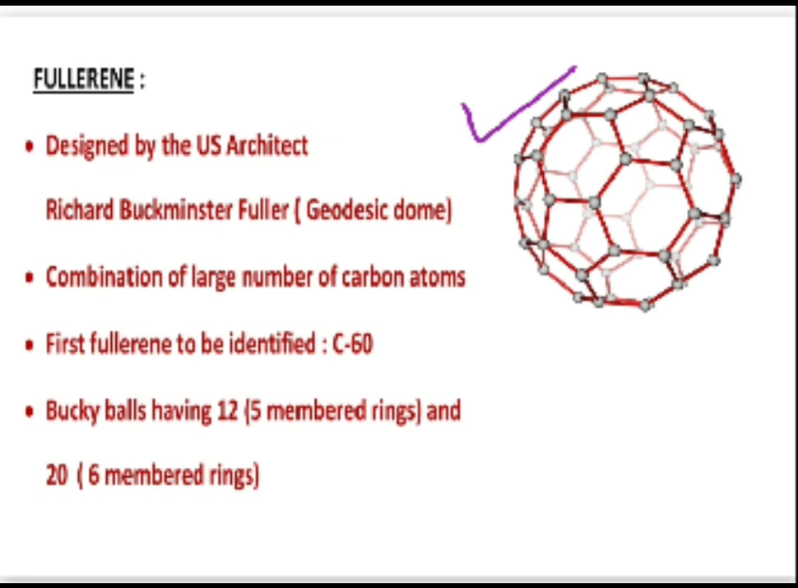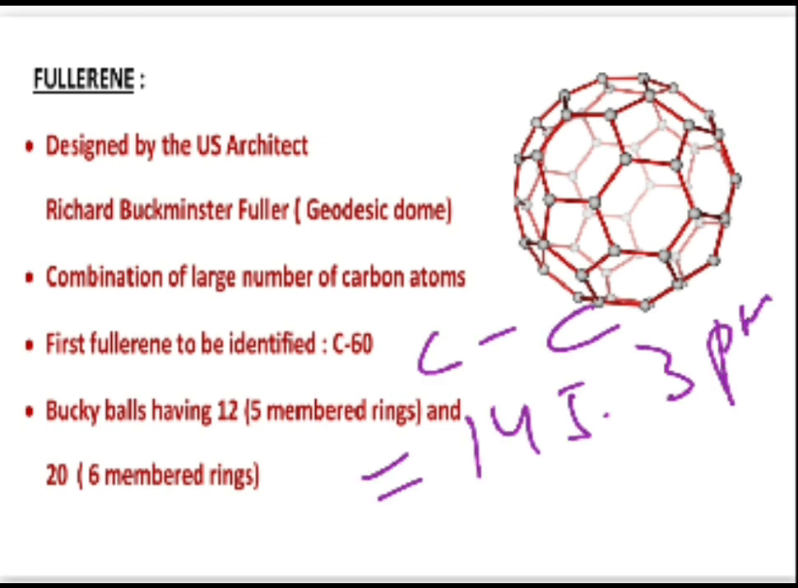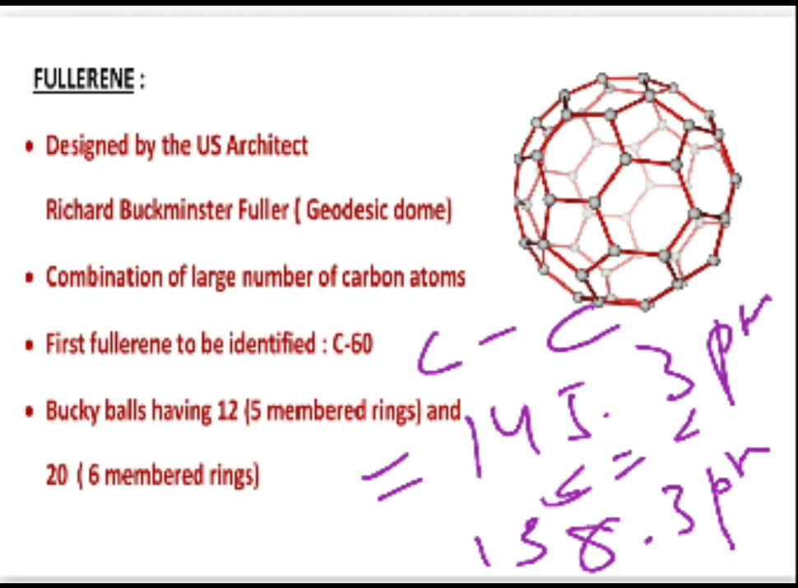The other thing you can note in this particular case is that all the carbon atoms which are observed here are found to be equivalent. They are all the same and are connected with the help of single as well as double bonds. The carbon single bond carbon bond length is 145.3 picometers, whereas the carbon double bond carbon bond length is found to be in the range of 138.3 picometers. Right? So that's about fullerenes, and that's about the complete explanation of allotropes of carbon.